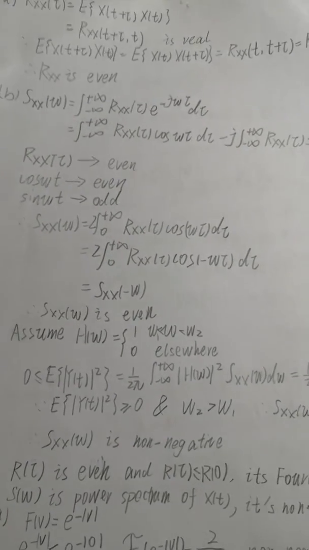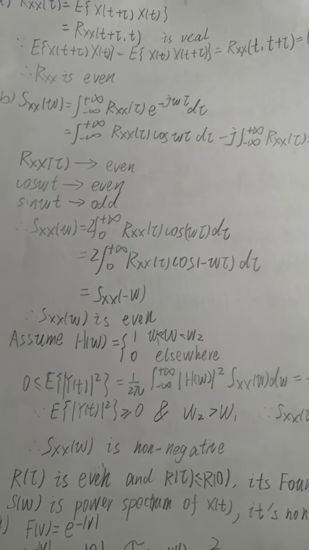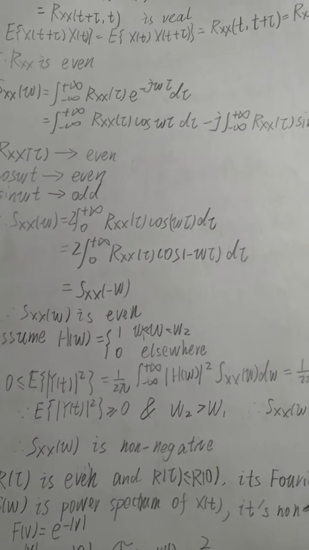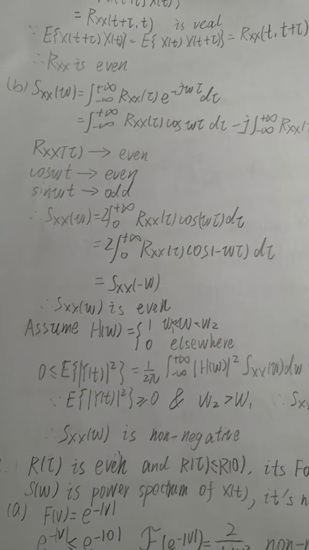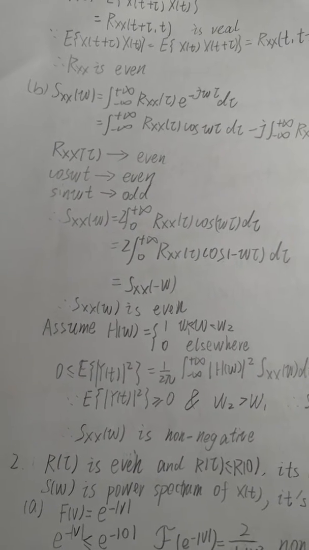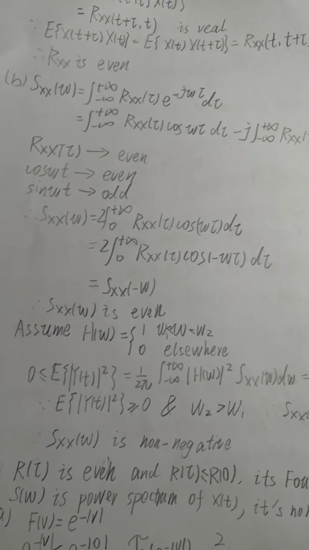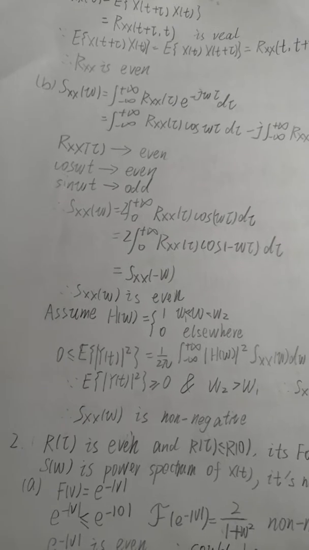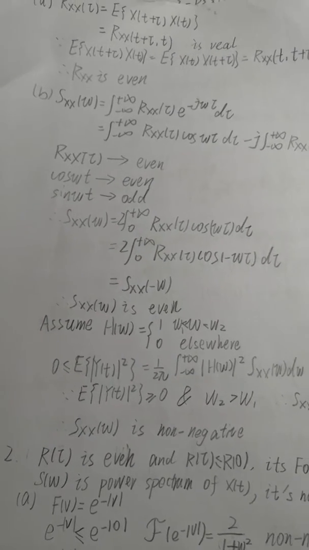Well, the first problem is: the stochastic process X(t) is a real wide-sense stationary process with autocorrelation Rxx(tau) and power spectral density Sxx(omega). Show that Rxx(tau) is real and even, and Sxx(omega) is even and non-negative. So first we know that X is a real wide-sense stationary process.